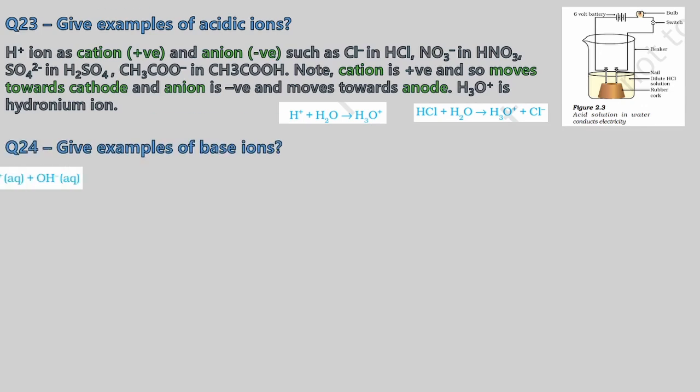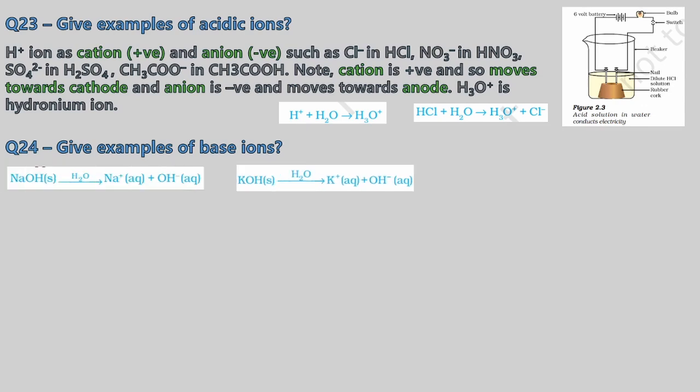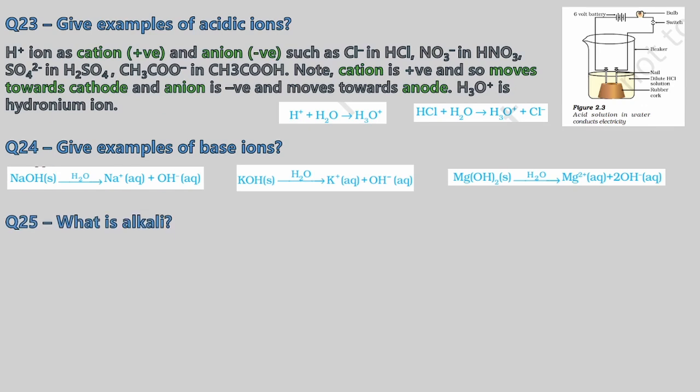Give an example of base ions. When you take sodium hydroxide and dissolve it in water, you'll get sodium, which is plus, and hydroxide ion OH minus, which is the negative ion. Similarly, when you take potassium hydroxide, you will get potassium plus and hydroxide OH minus ions. Similarly, when you dissolve magnesium hydroxide, Mg(OH)2, in water, you will get Mg2 plus ions and 2 OH minus ions.